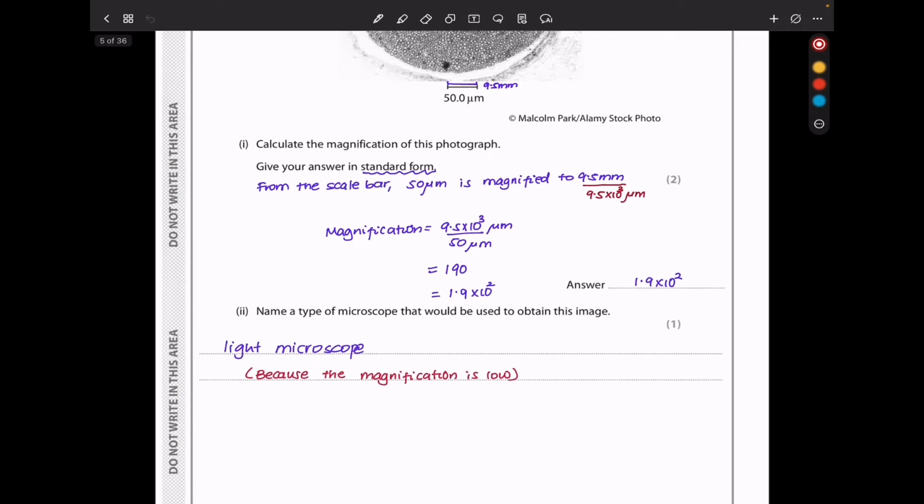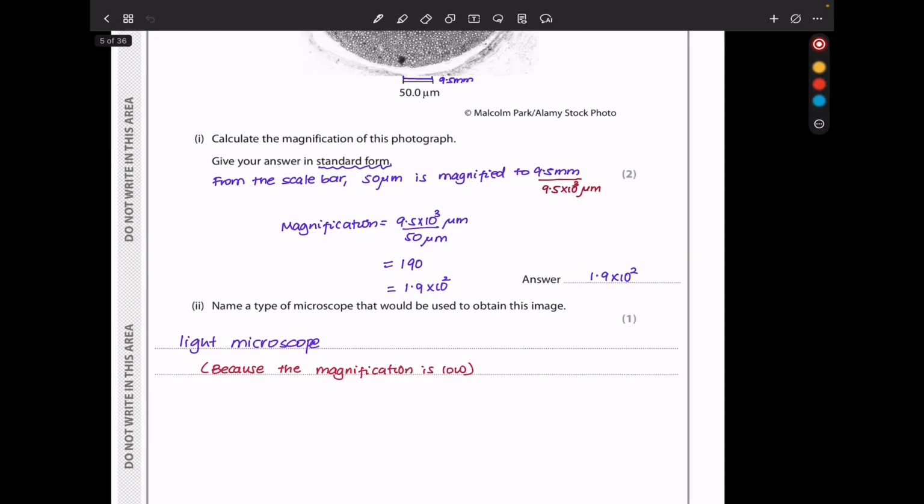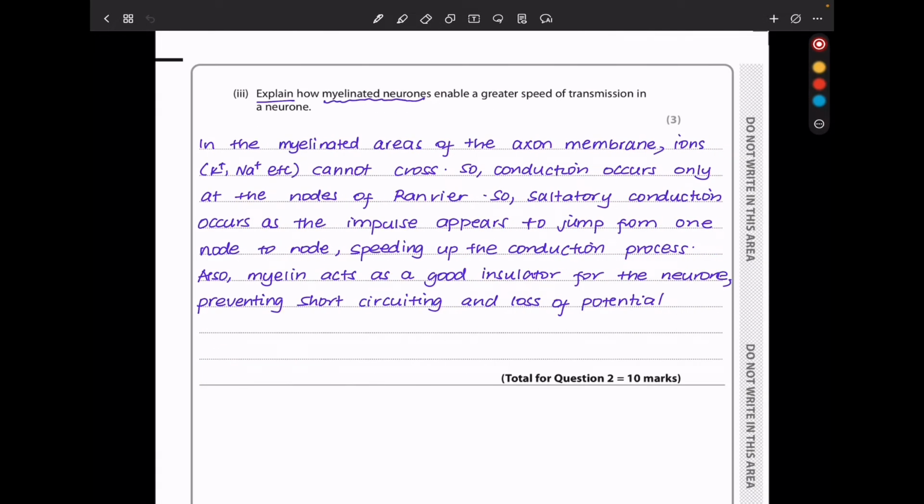And next, they say name a type of microscope that will be used to obtain this image. This is going to be a light microscope because the magnification is not that big. Explain how myelinated neurons enable a greater speed of transmission in a neuron.